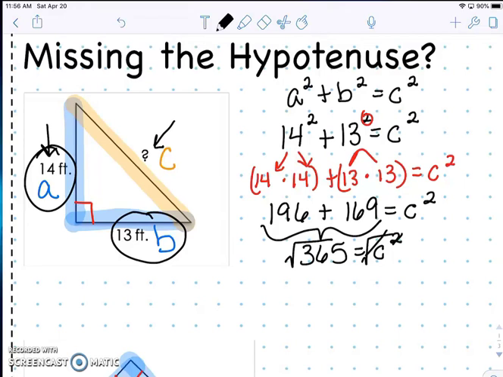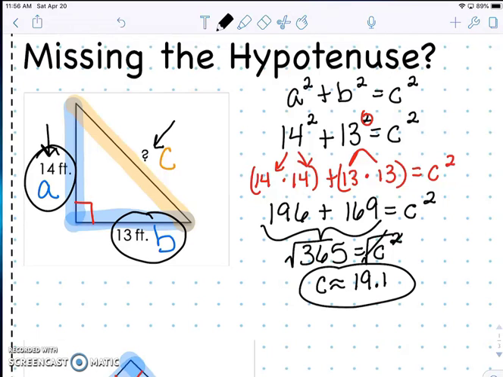So go ahead and in your calculator, take the square root. Let me find it. The square root of 365. So c is approximately 19.1. And I'm fine if you just have one digit after the decimal for right now.